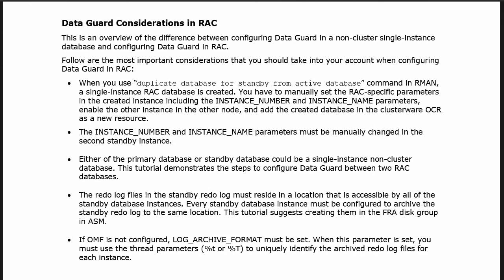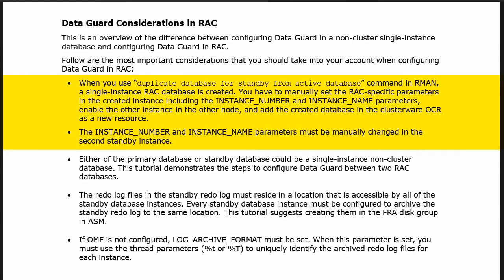Before getting into the practical side of this demonstration, let's talk about the major differences between implementing Data Guard in RAC and in a non-cluster single instance database. First, when you use the command DUPLICATE DATABASE FOR STANDBY in the RMAN utility, only a single instance RAC database is created. When you issue this command, you have to specify 2 important RAC-related parameters. They are instance number and instance name.